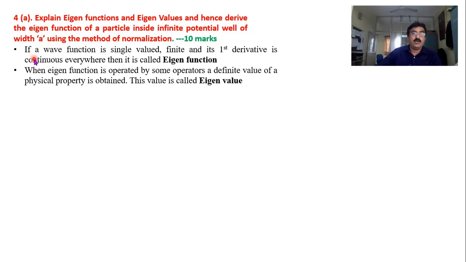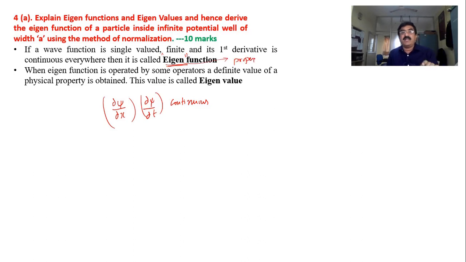Wave function you already know. If the wave function is single valued, that means it should have only one value. If it is finite, that means it is not infinite. And the first derivative is continuous. What do you mean by first derivative? If you differentiate psi with respect to position x or with respect to time t, these are called first derivatives and they must be continuous. There should not be any discontinuity. Then we call that an eigenfunction. Actually eigen is a German word. In German, eigen corresponds to proper. The meaning of eigen is proper.